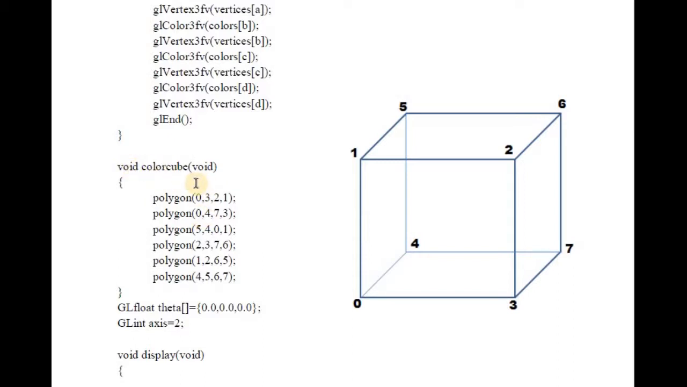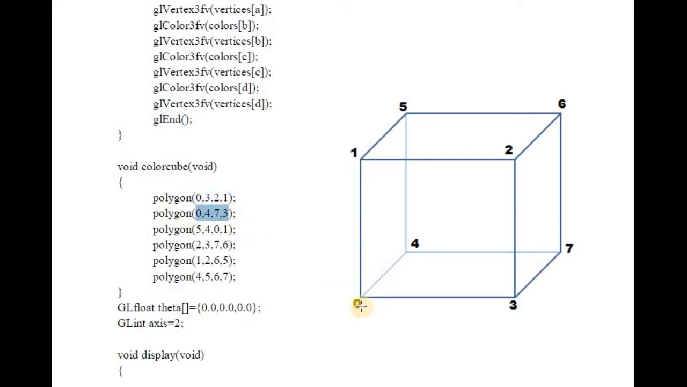And just look at this color cube function. If you look at this, you're going to call another function called polygon, and you're going to pass some values as parameters. So what are these values? If you look at this, 0, 3, 2, 1, this is one face of the cube.